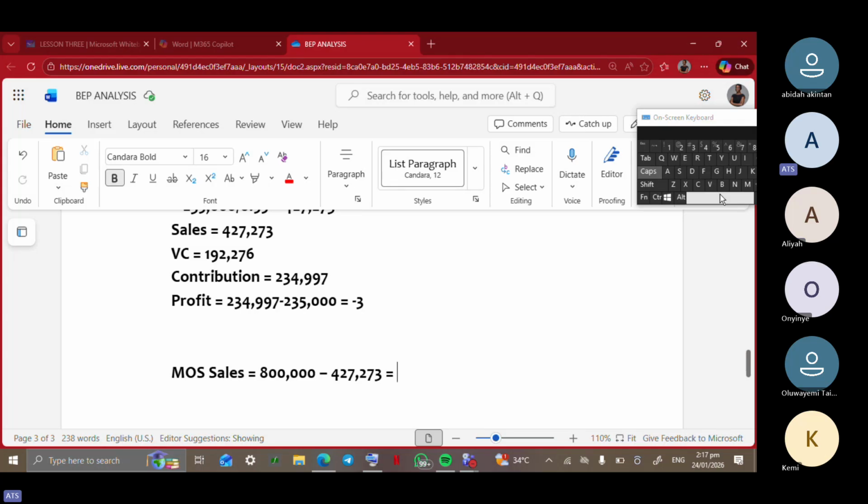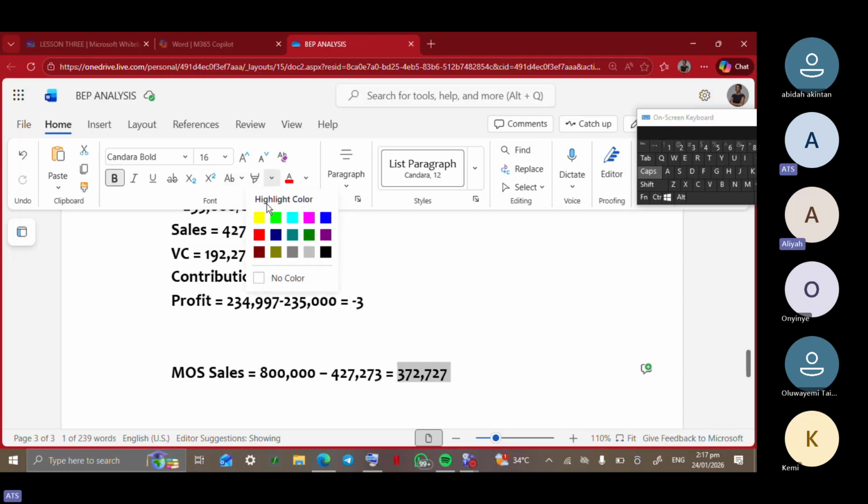So basically, if our sales drop by this amount, 372,727, we are going to make a loss. Do you understand? That's what they're saying. We should not drop by more than this amount. If our sales reduced by more than 372,000, say by 380,000, we are definitely making a loss.